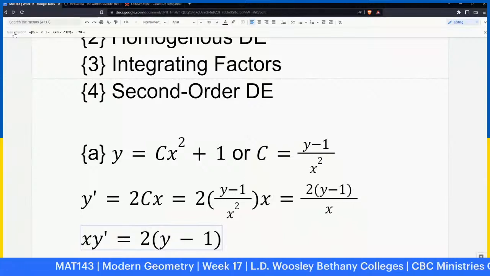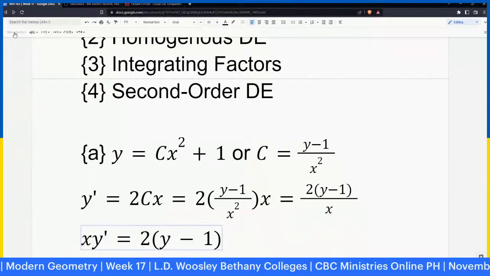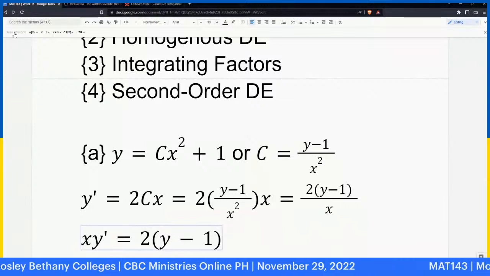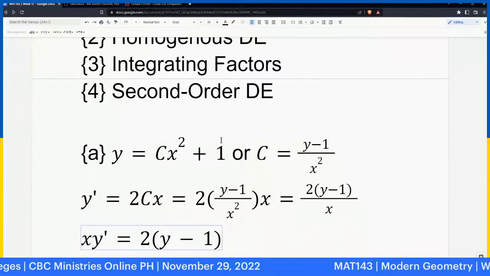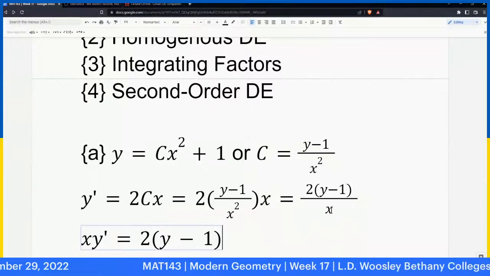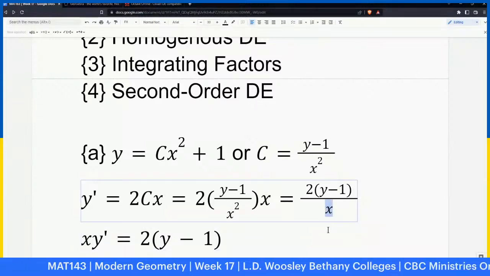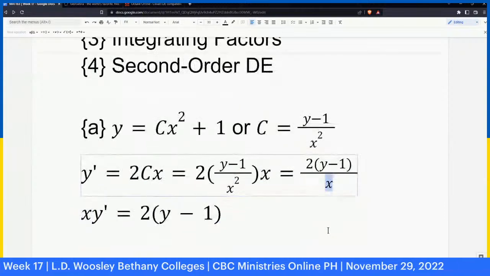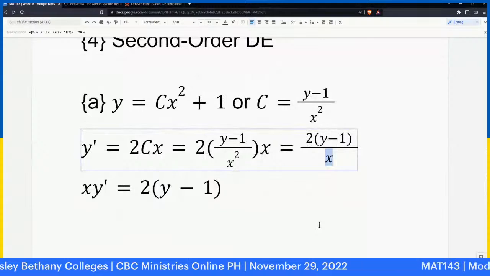Saan po napunta yung x squared po? X squared, saan napunta? Kinancel doon sa x. X and x squared, so x na lang siya. Okay? Nagets?